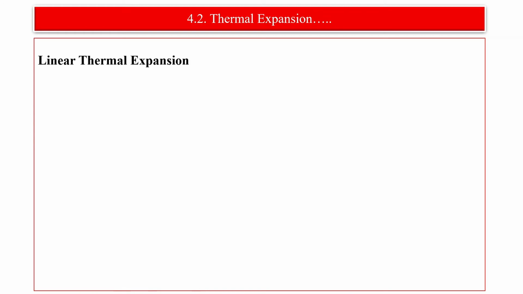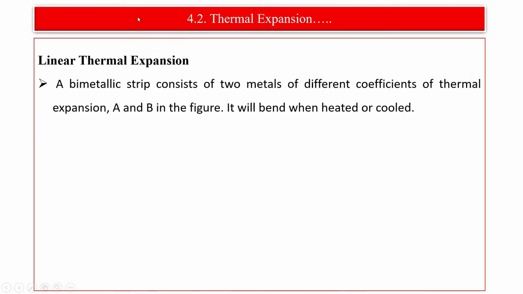It's an example regarding a bimetallic strip, which consists of two metals of different coefficients of thermal expansion. One of the metals is A, the other is B. Initially, they have equal lengths.